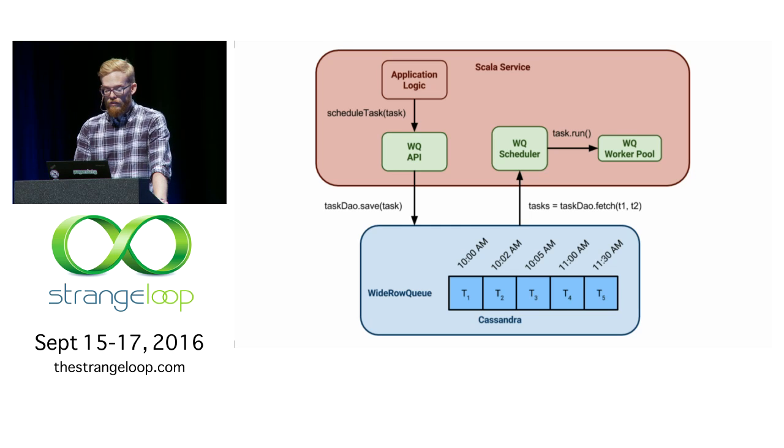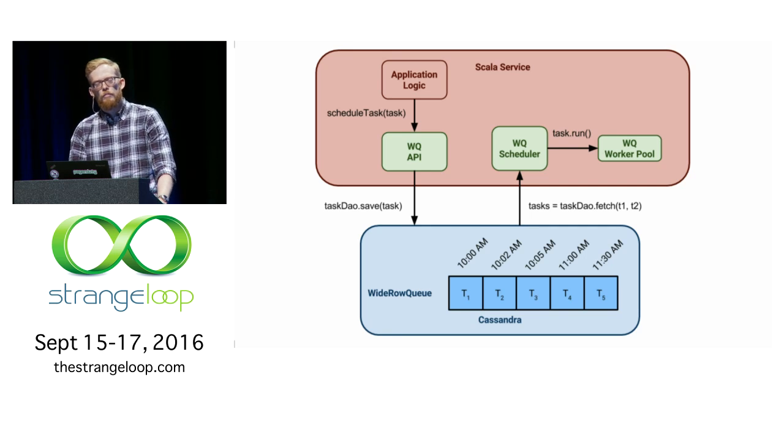Anyway, we have this Scala service. It's scheduling a task through an API, and the work queue writes that task to a wide row in Cassandra. Now, a wide row means that the queue is a row in Cassandra, and the task time is actually the column. We have another component that's polling Cassandra for new tasks and executing them using a thread pool. This is pretty simple, and it works.